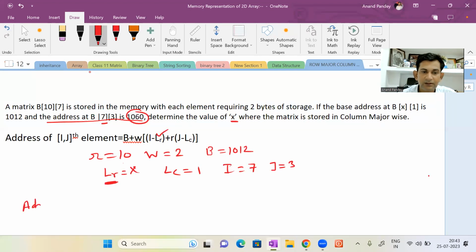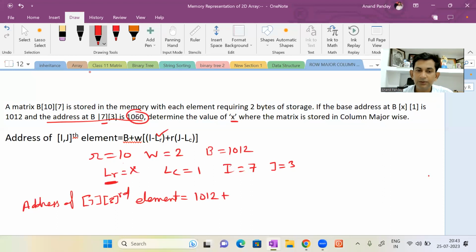Address of the 7 3 third element equal to B. What is the value of B? B is 1012 plus W. What is the value of W? 2. Then i minus LR. What is the value of i? 7. So 7 minus LR. LR is what? x. That we need to find. Plus number of rows R. R is what this time? 10. Number of rows we are getting directly, 10.